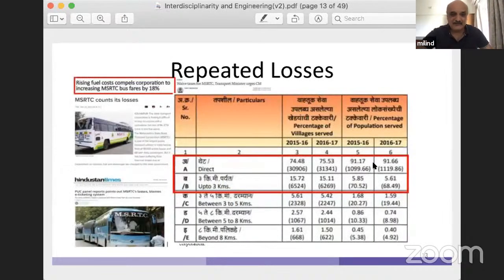So then we see, if you look at the newspaper cuttings, well, they're not doing well. They have been raising fares and so on. But what they claim is that they cover about 75% of the villages in Maharashtra, which covers about 91% of the population. So it's clearly a very important connectivity for rural people, and especially the bottom 80%. They rely on public transport and public buses.